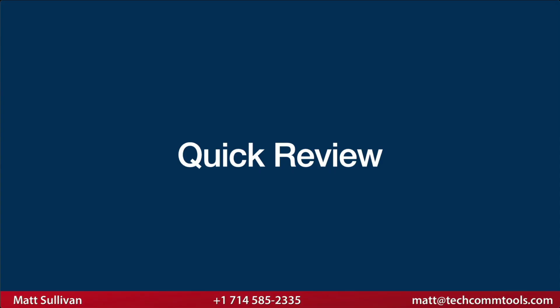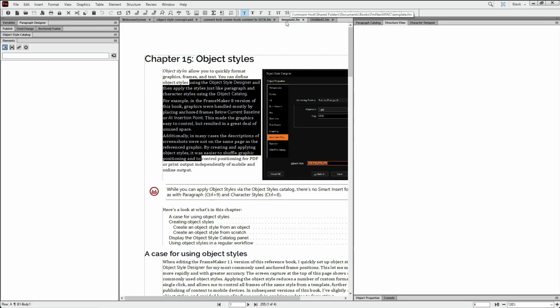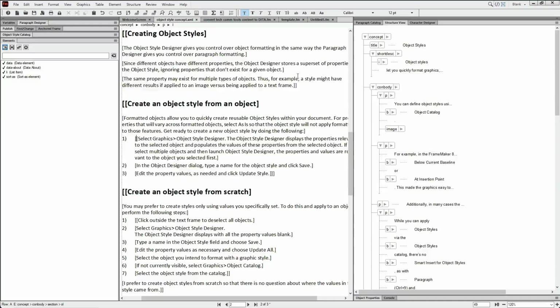All right, with that sample concept topic, we now have the last thing we need before we start the actual conversion and writing and testing of this process. The three things that we've done so far, we've identified one or more sample documents for conversion. In this case, we're using the template from my workbook file. We've scraped that sample file to come up with a basic conversion table. And then we've either created or identified some sample docs that conform to the content model that we need to convert into. So here we have our sample document, our base conversion table, and our document that conforms to the content model that we need.